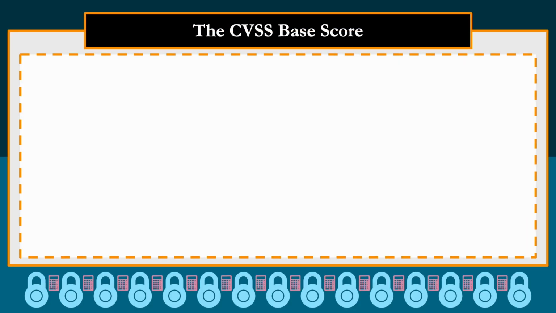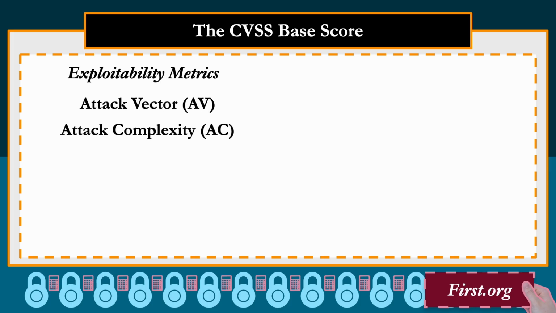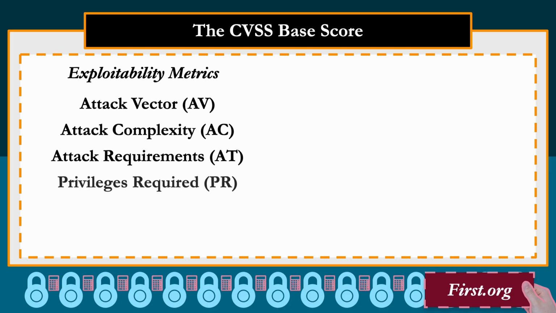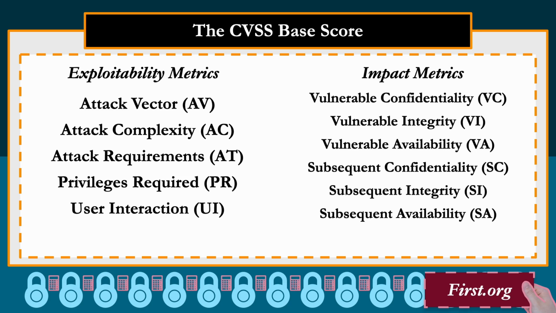The base Common Vulnerability Scoring System uses 11 categories of criteria to determine the vulnerability score. The first 5 categories, the exploitability metrics, are attack vector, attack complexity, attack requirements, privileges required, and user interaction. The other 6 are known as the impact metrics, which are confidentiality, integrity, and availability, measured for the vulnerable system and subsequent systems.